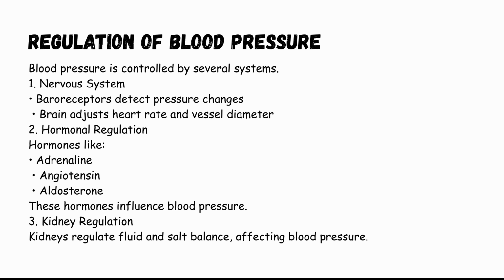Another mechanism involves hormonal regulation. Hormones such as adrenaline can increase heart rate and constrict blood vessels, which raises blood pressure. Hormones like angiotensin and aldosterone also help regulate blood pressure. The kidneys also play a major role. They regulate the amount of fluid and salt in the body. By controlling fluid levels, the kidneys help maintain stable blood pressure. Together, these systems ensure that blood pressure remains within a healthy range.